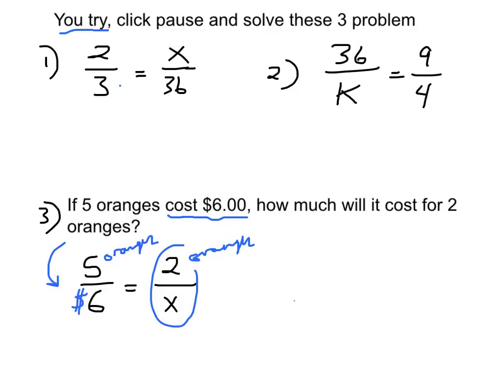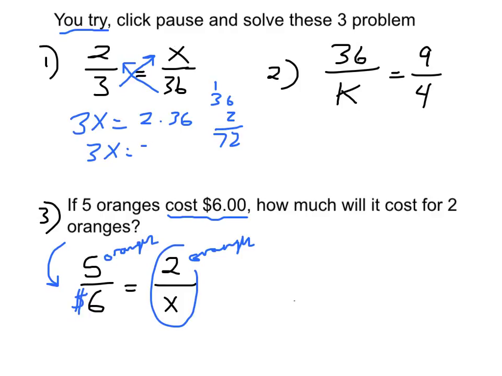Find the cross products. Multiply. To find the cross products, I get 3x equals 2 times 36. 36 times 2 is 12, carry the 1, 72. So 3x equals 72. If I divide both sides by 3, x equals 72 divided by 3. 3 goes into 72 24 times. 24 times 3 would be 72. So x equals 24.